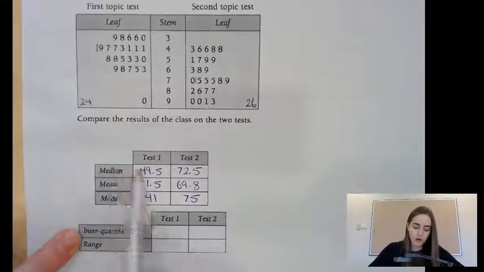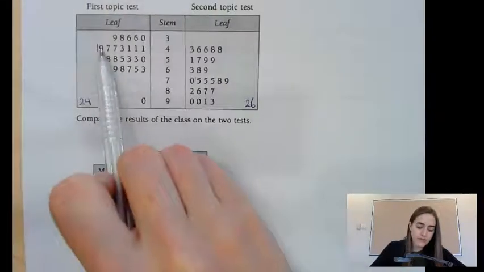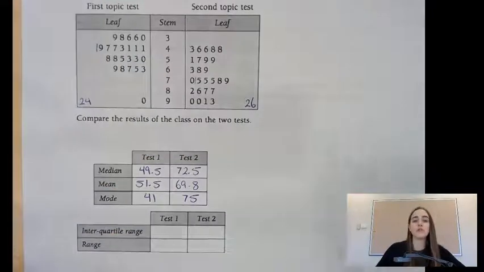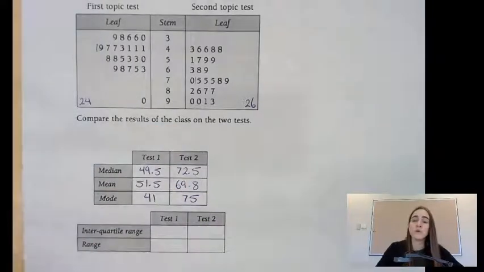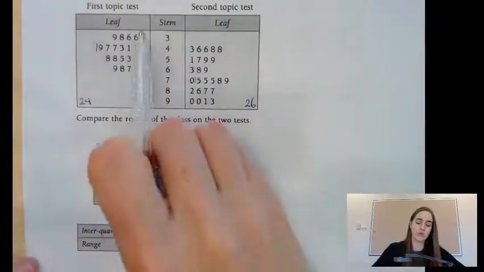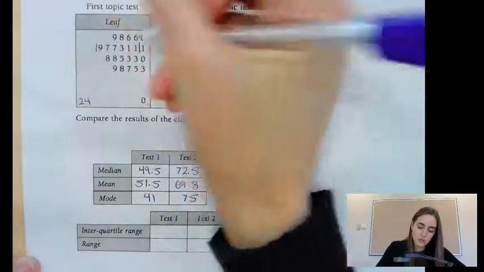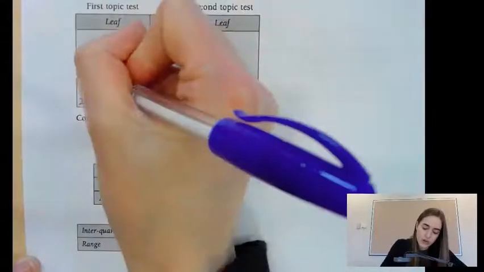So we already figured out where the median was, and I've drawn those lines in there. To find my interquartile range, I need to find Q1 and Q3. So for my bottom 12 scores, I need to find the median of those. If I've got 12 scores here, halfway would be between the 6th and the 7th score. I've got 1, 2, 3, 4, 5, 6. So my Q1 is going to be 41.